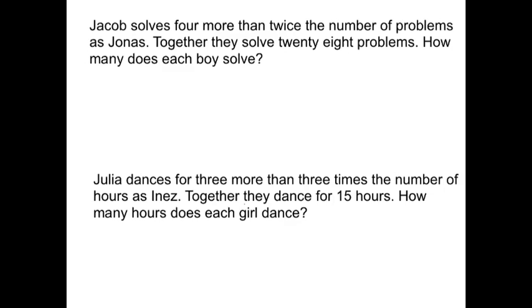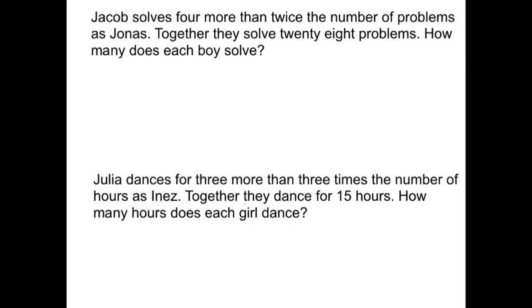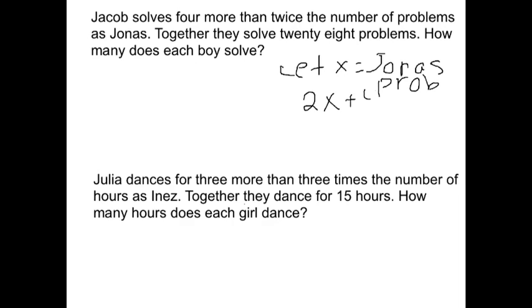So the way we define variables is when we look at the problem, we have to figure out whose amount relies on the other. Well, Jacob's amount relies on Jonas because we only know Jacob's amount in reference to Jonas's. So we're going to define our variable by saying let x equal Jonas because we need to know Jonas in order to know Jacob. And then we'll just say Jonas's problems. If Jonas solves x number of problems, it means Jacob solves 4 more than twice the number, otherwise known as 2x plus 4. So that equals Jacob.